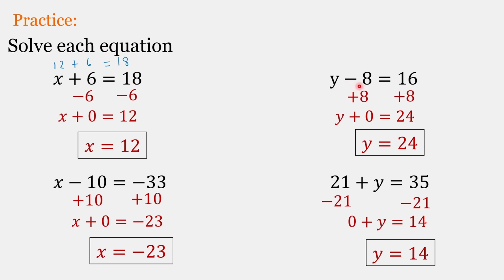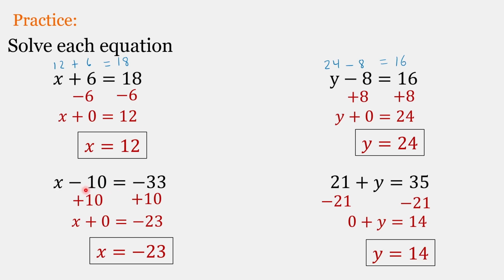Second problem, we have y minus 8 is equal to 16. So to go from y minus 8 to y plus 0, we're going to add 8, because negative 8 plus 8 is 0. But what we do to one side, we have to do to the other, and that gives us y equal to 24. Again, checking that answer, we'd have 24 minus 8, and that is equal to 16.